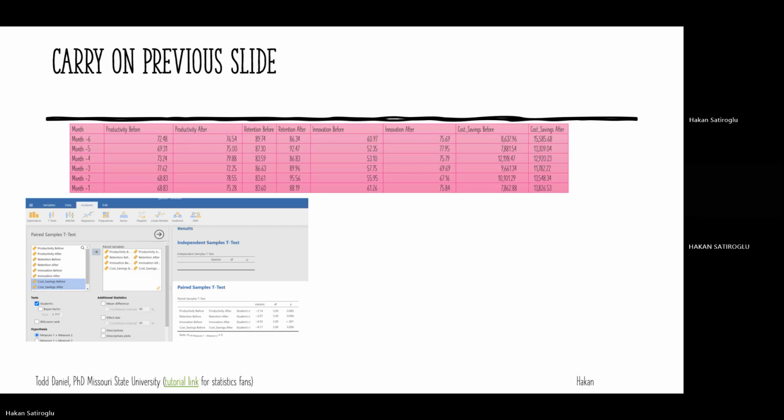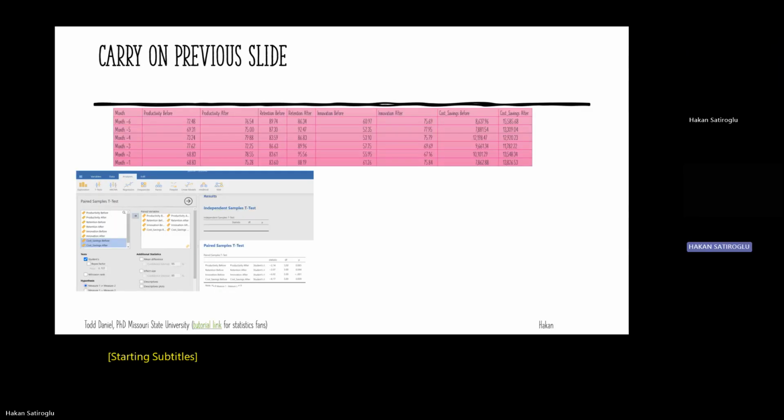This is the analysis made through JASP. I should write that one. Yes, somehow I didn't. Maybe I can do it here. Just write here.